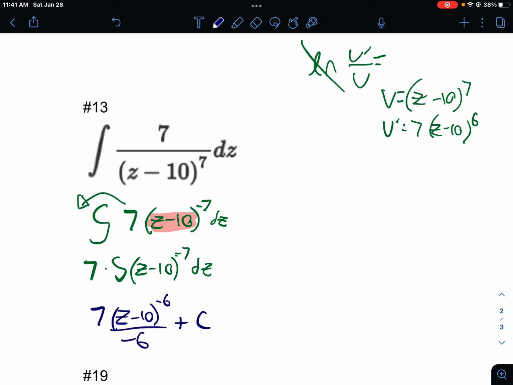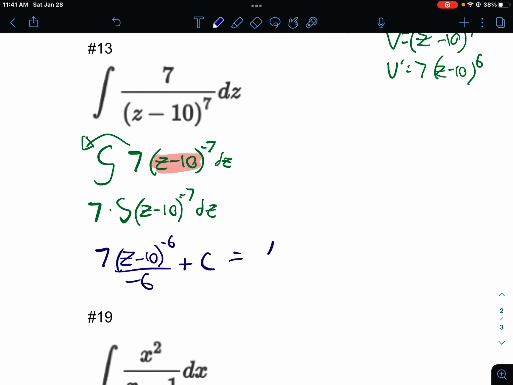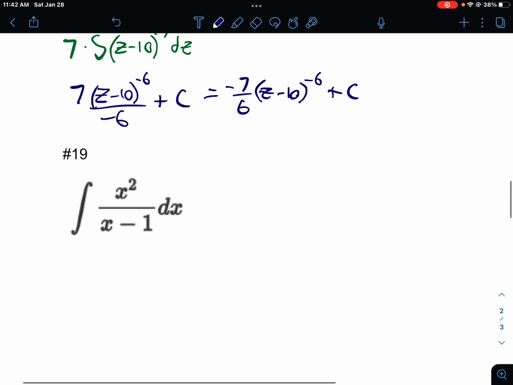And that's it. If you guys want to rewrite it to make it look nicer, we can write negative 7/6 z minus 10 to the power of negative 6. We can even put that in the denominator if we really like to. That's it. Okay, here's our next one.